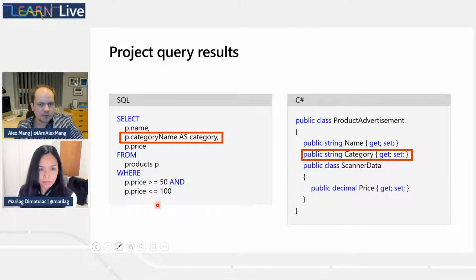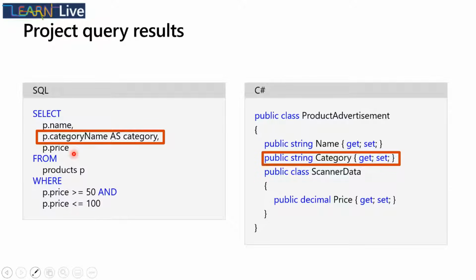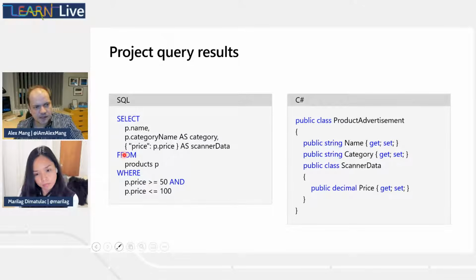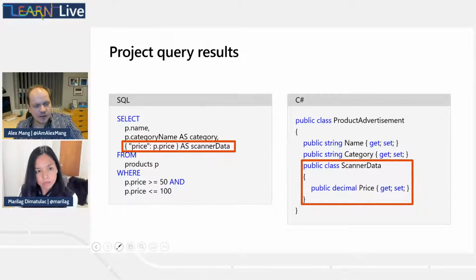Now, the second change we have to apply here is one where the price property returned from the document now becomes a nested object within the scanner data. So how do we do that? Well, interestingly, in the select, if you encapsulate the select with curly brackets and simply say price colon p.price, you're effectively creating a JSON object that is returned as a property within the document returned from our query, which means that the actual object we're returning here would literally match the class which is nested within the product advertisements class right here.